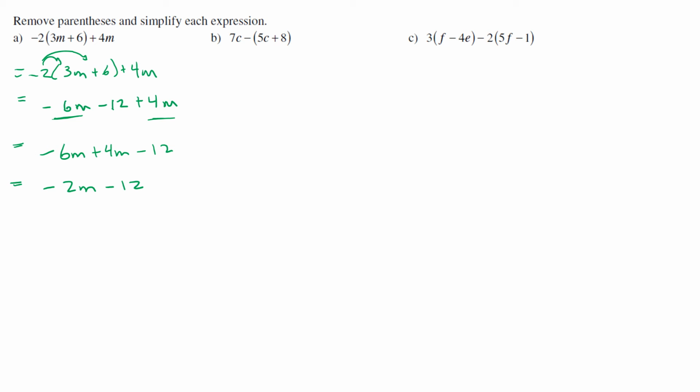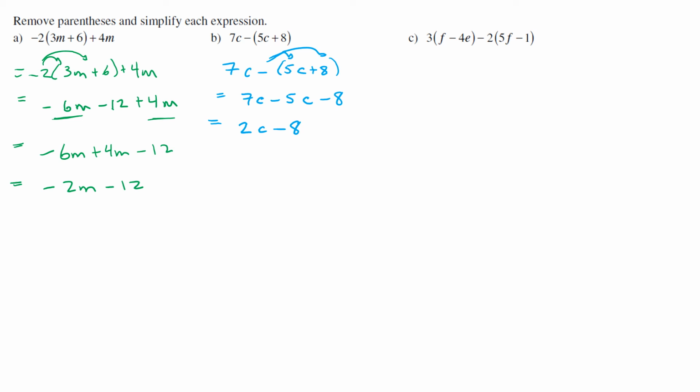Alright, next example here, I've got 7c minus (5c plus 8). So again, let's distribute that negative in. So 7c minus 5c minus 8, that's going to give us 2c minus 8.